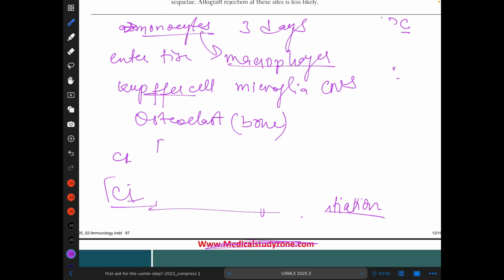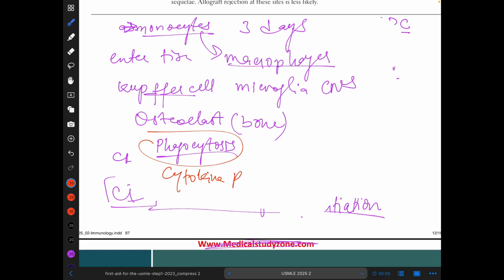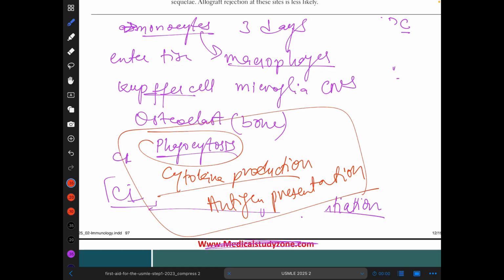They have 3 key functions. The first is phagocytosis, the second is cytokine production. By producing cytokines, macrophages also stimulate T cells, and they also have antigen presentation. These are three basic and important functions of macrophages.